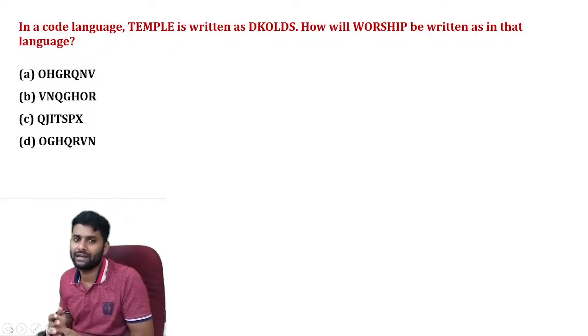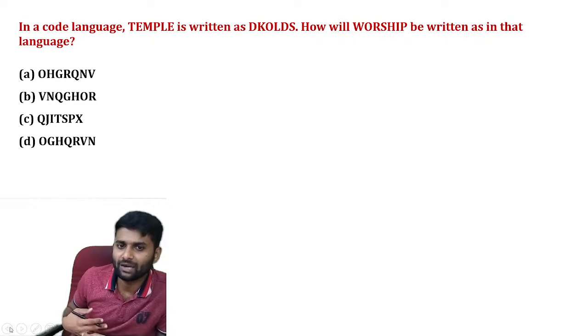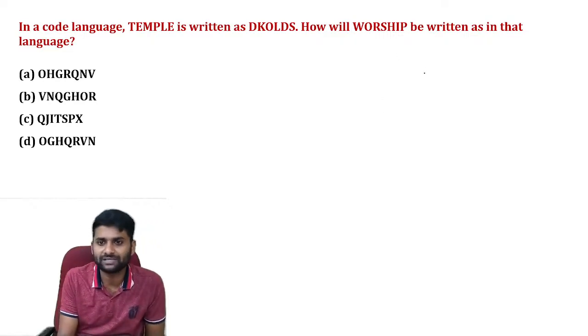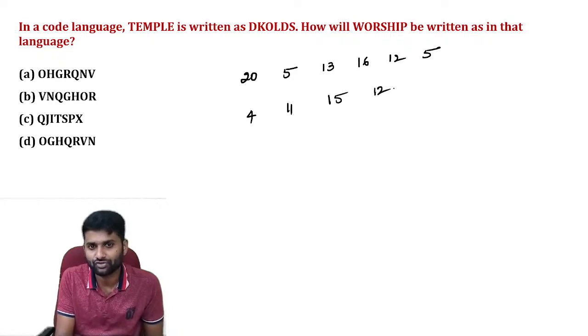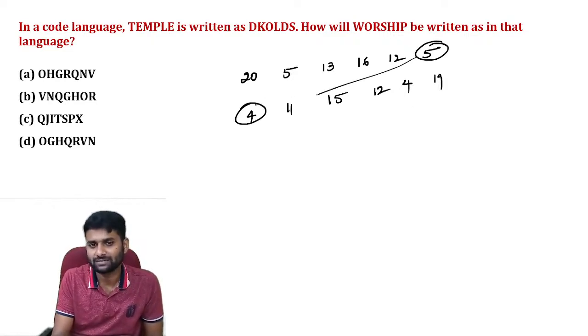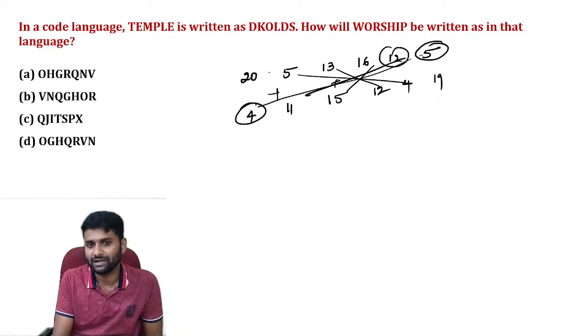Now see, in a certain code language, TEMPLE is written as DKOLDS. How will WORSHIP be written in that code language? 20th letter, 5th letter, 13th letter, 16th letter, 12th letter, 5th letter. So here D is the 4th letter, K is the 11th letter, O is the 15th letter, L the 12th letter, D the 4th letter, S the 19th letter. Here the logic is all about position from first to last minus 1. We are subtracting 1 here. Here minus 1, minus 1, minus 1, minus 1, and minus 1.